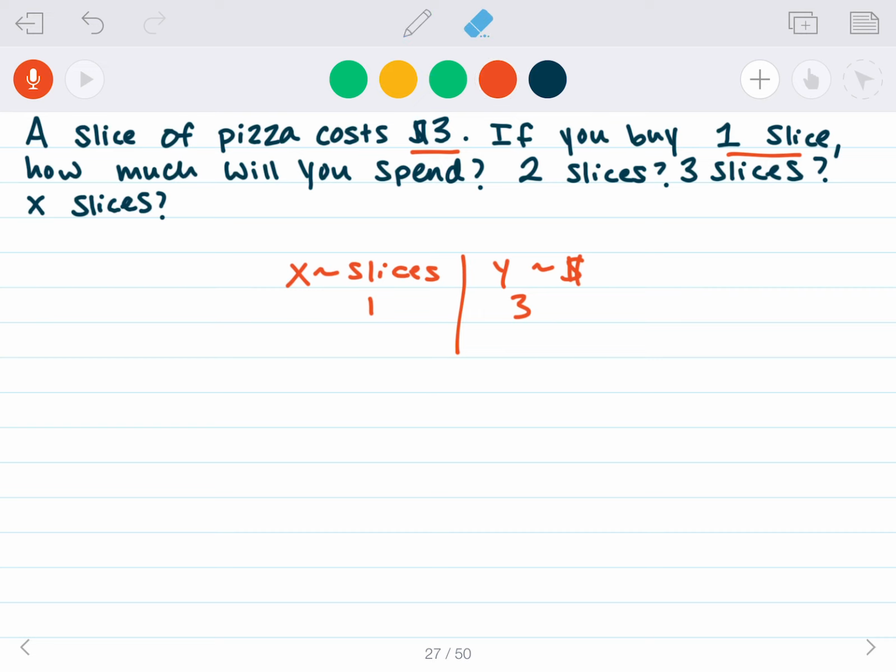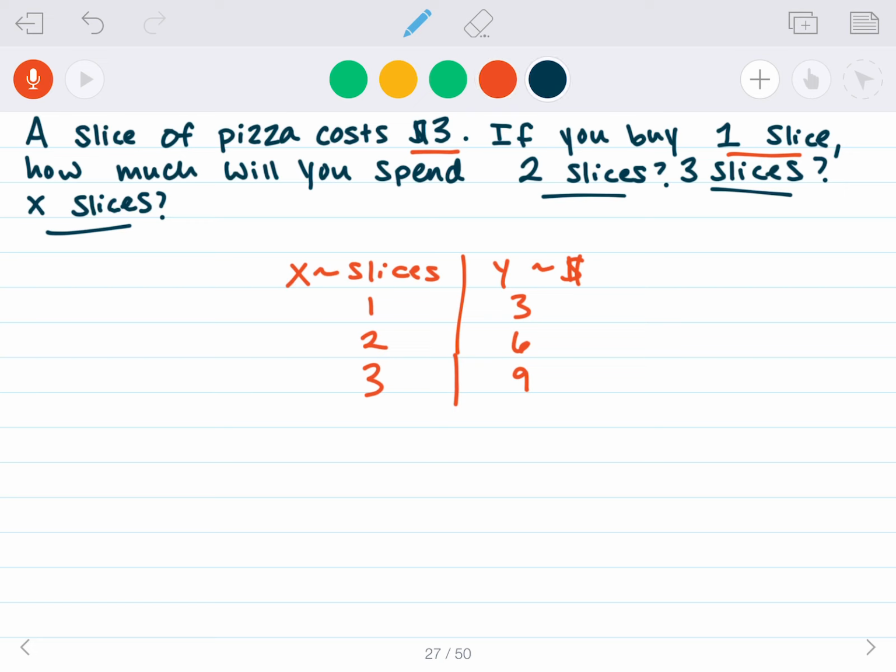How much will you spend if you buy two slices? If you buy 2 slices, you're going to spend, well, they're $3 a slice. 3 plus 3 is 6. If you buy 3 slices, you're going to spend another $3. So you're going to spend $9 in total. What about x slices? What does that mean? So that's just going to be a placeholder, right? X is a placeholder. And we can generalize this table.